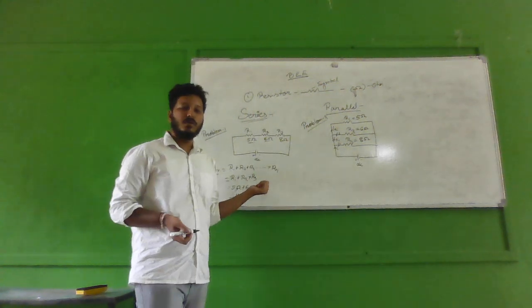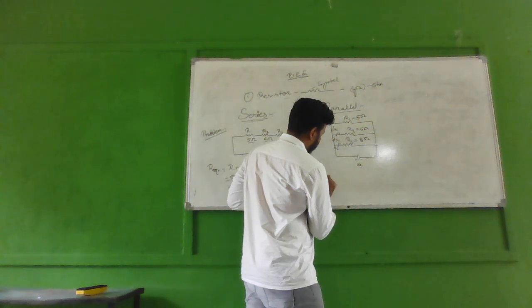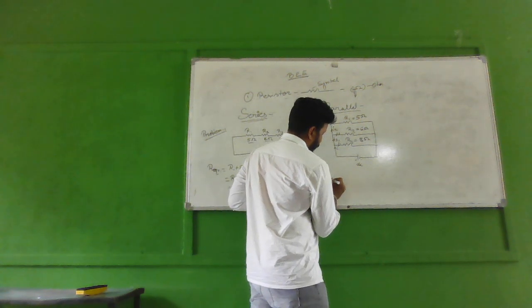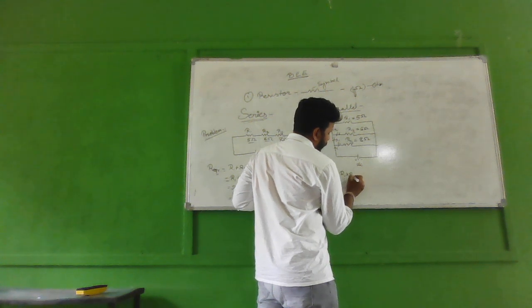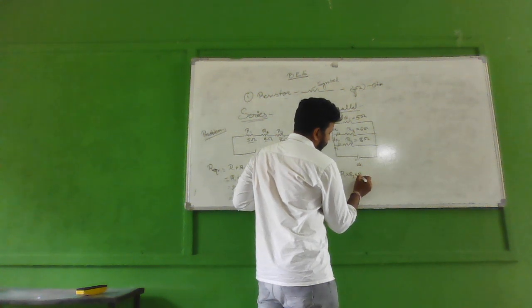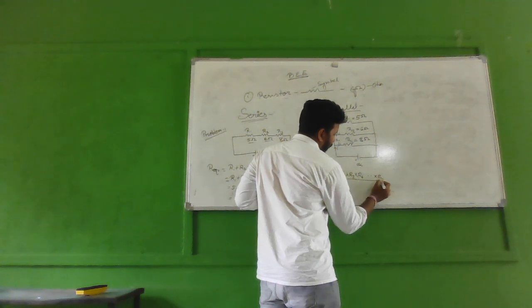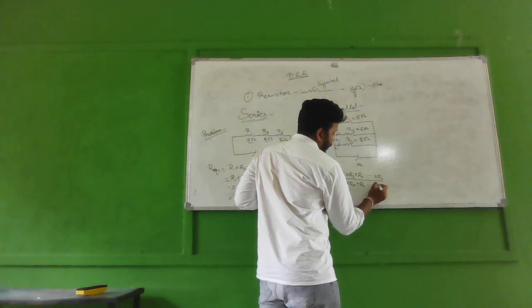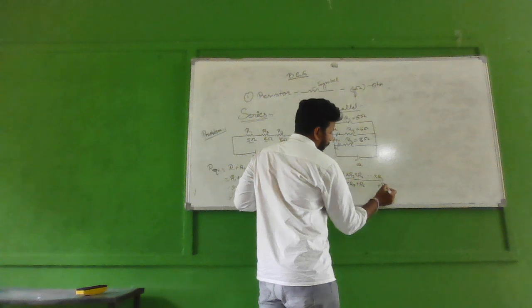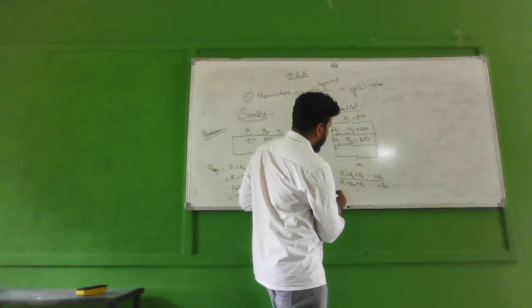So we know what the formula for parallel connection is? R equivalent equals R1 into R2 into R3 up to Rn, divided by R1 plus R2 plus R3 up to Rn. So what do we get here?